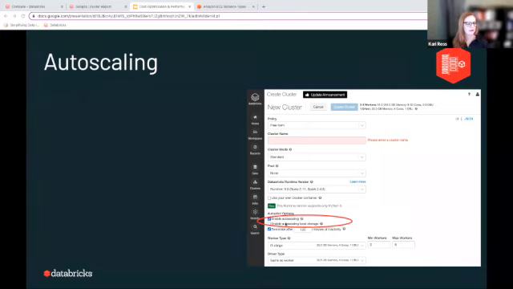Just keep in mind that auto scaling does take a little bit of time for those workers to come on, so it's not going to be instantaneous. Sometimes you would think that auto scaling would be triggered, and it's just not been computationally expensive enough to trigger those additional workers.